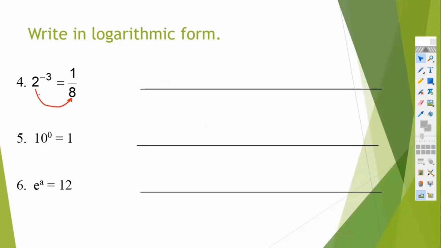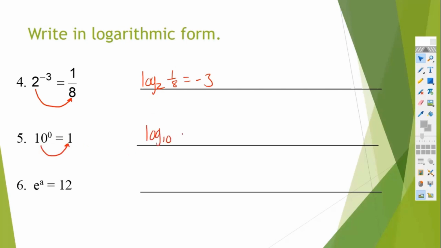Do we see that? What does the base of my log have to be? 2. So log base 2. What is my argument now? 1/8. And your exponent becomes your output. You're going the other way. You're reversing it. Okay. So again, my base, my argument.